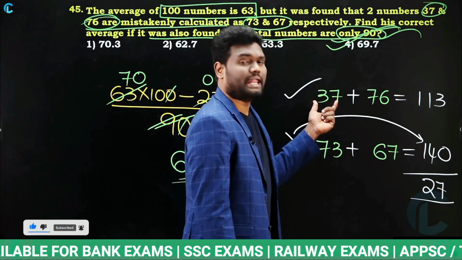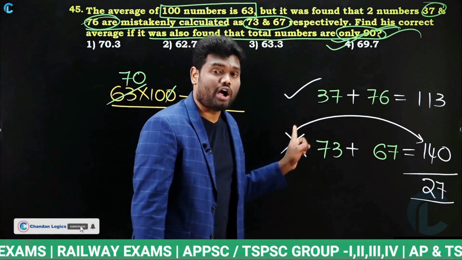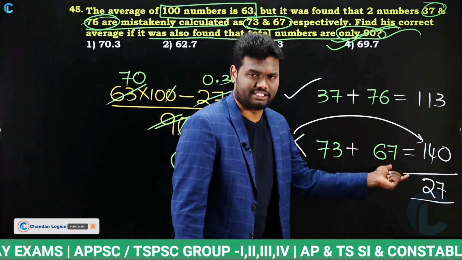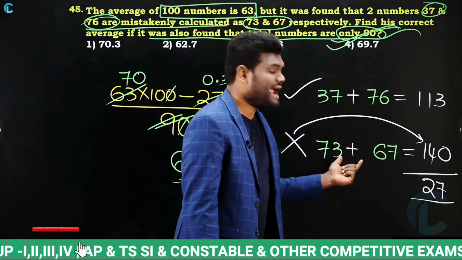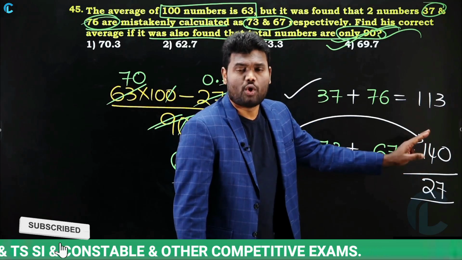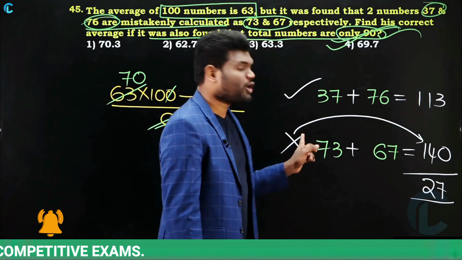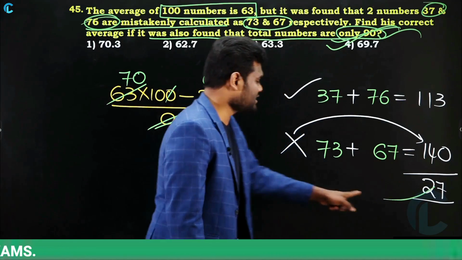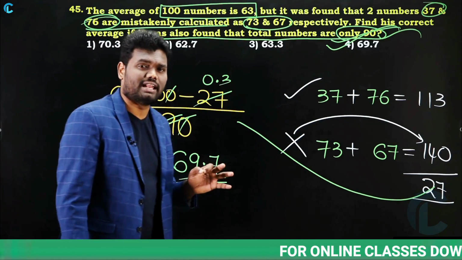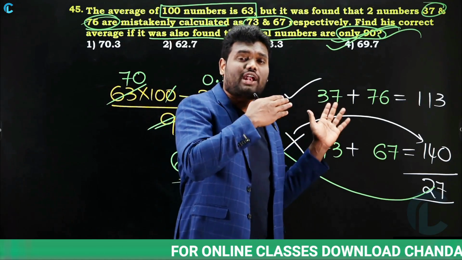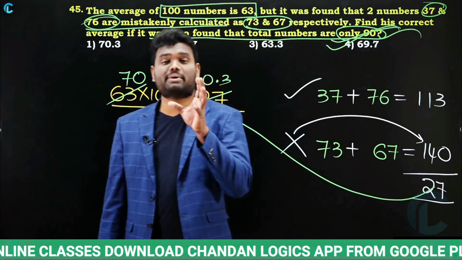What we have done, the numbers should be noted as 37, 76, but they were wrongly noted as 73, 67. When you add these numbers, it is 113. When you add these numbers, it is 140. 140 and 113, the difference is 27. As the wrong value is more, you need to subtract this 27. As you need to subtract this 27, what I am doing is, now in this, as the numbers are not 100, as it is 90, first I need to know the 100 numbers sum.